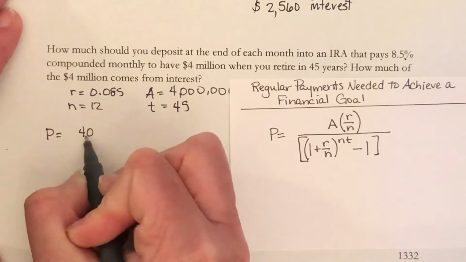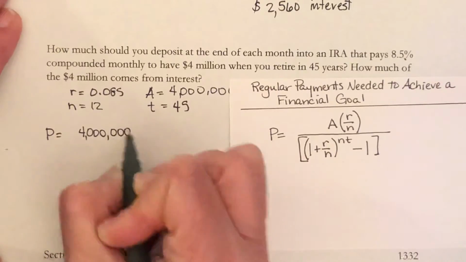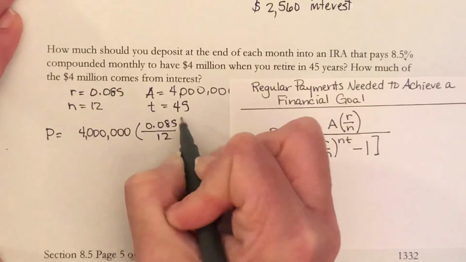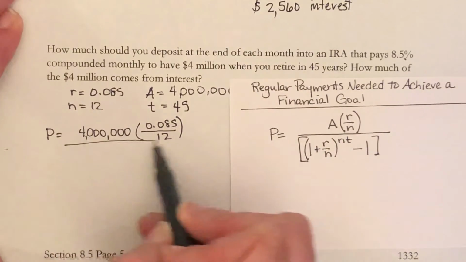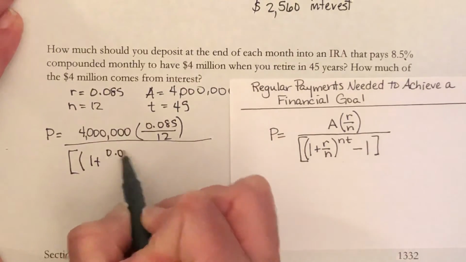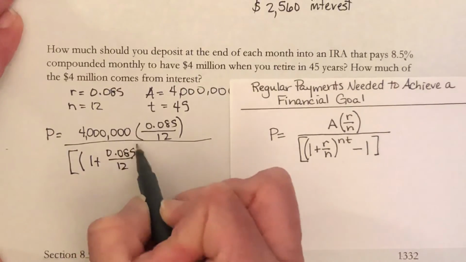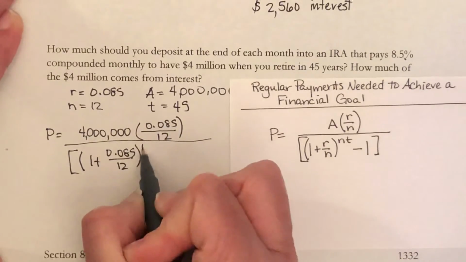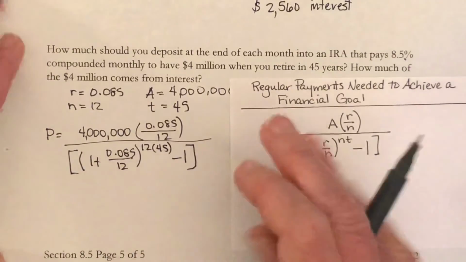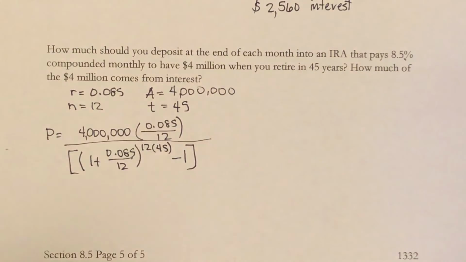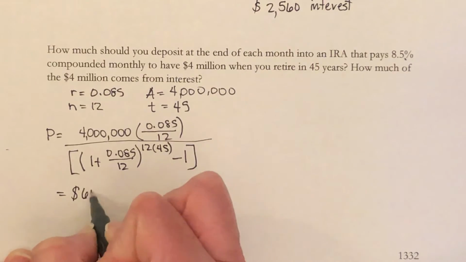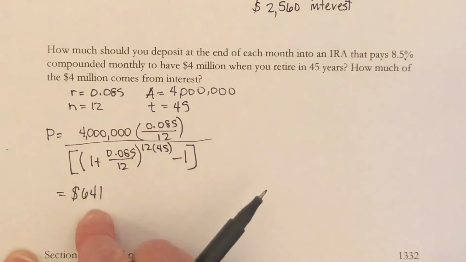So I have 4 million times 0.085 over 12 over 1 plus 0.085 over 12 to the NT, so 12 times 45, and then minus 1. Okay, if you do those calculations and round up at the end, you get $641. So that's what should be deposited at the end of every month.